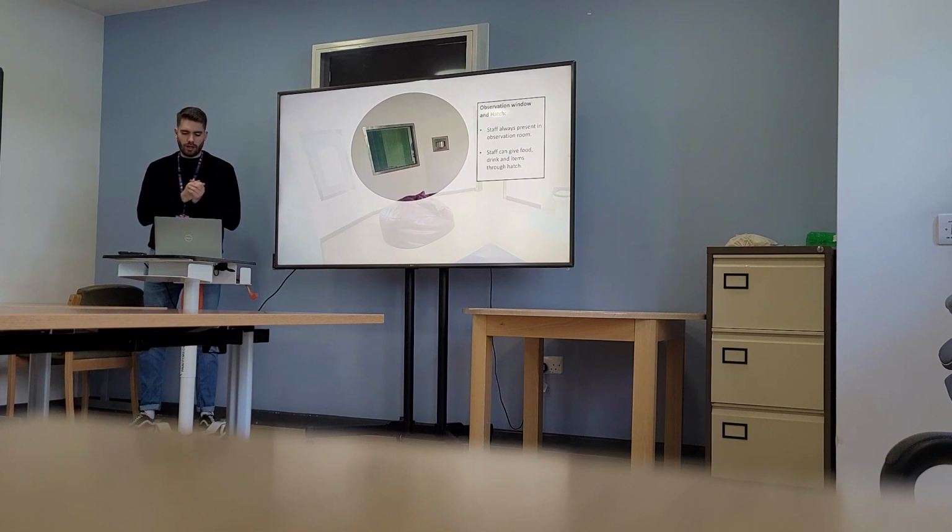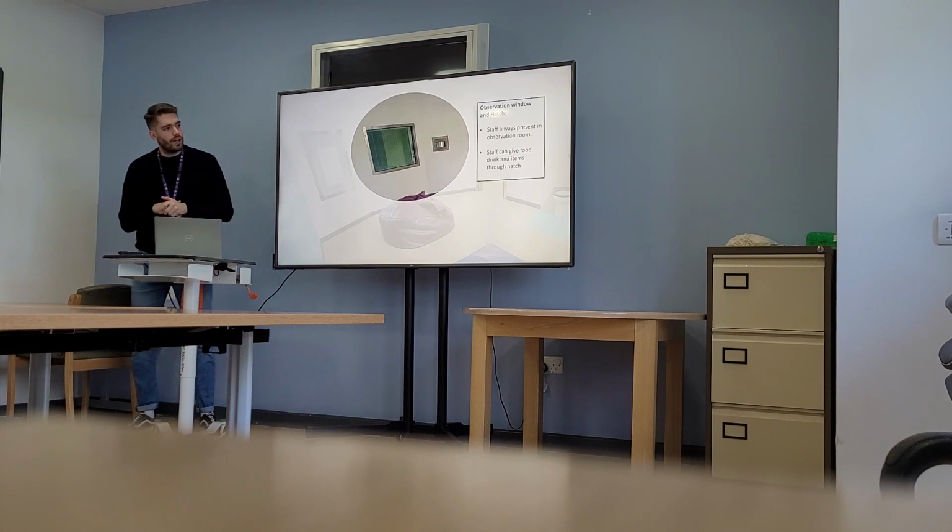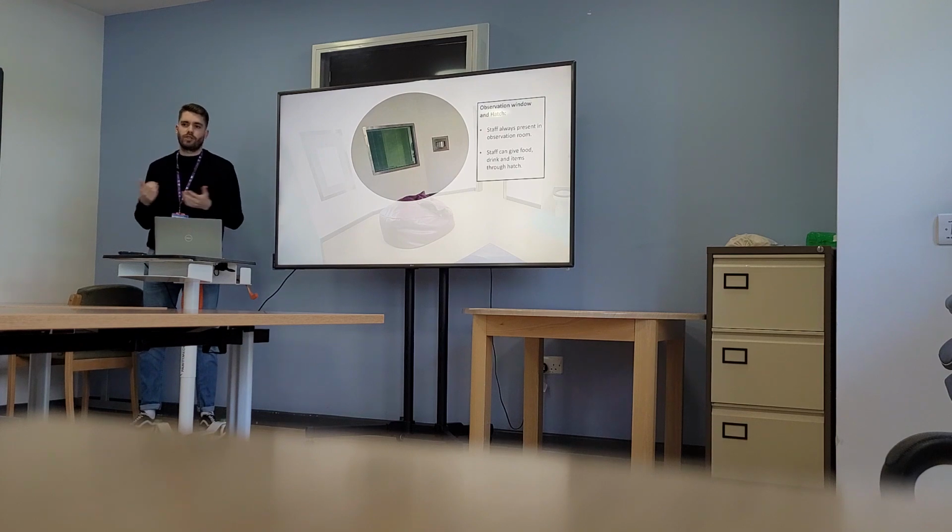So we've got the observation window and hatch. Staff are always present in the observation room. So staff would be through the other side of this window. They'll be observing at all times. Staff can give food and drink items through the hatch. So the hatch is the sort of silver part next to it. Can you guys see that? So that would be where staff will place items, so maybe drinks. They can then spin that hatch around so that the patient can access those things without the staff having to physically go in the room.